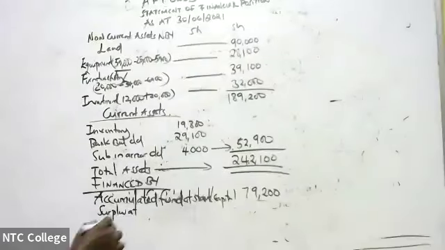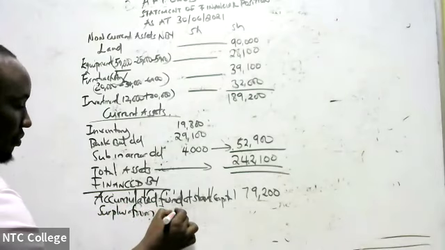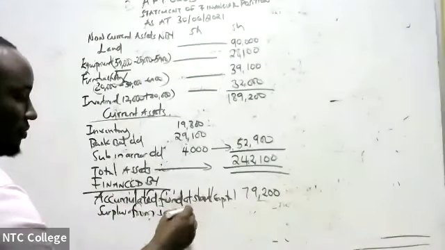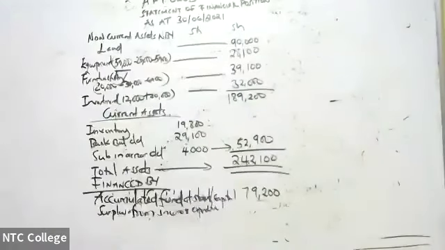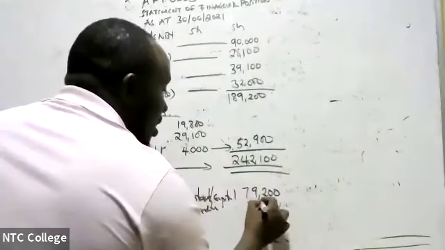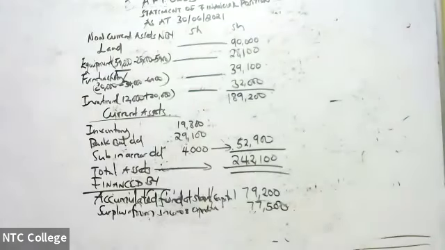Then surplus, we have the surplus from income and expenditure. What is that surplus from income and expenditure? 27,500. 77,500. Are we together? What is that total capital if you add it? Hiyo tumetoa wapi?